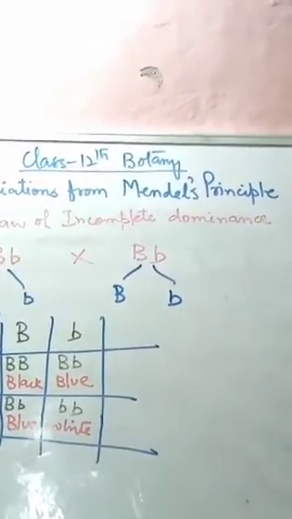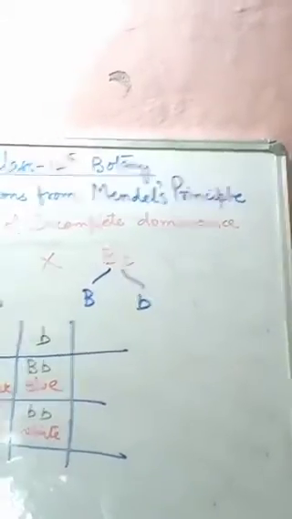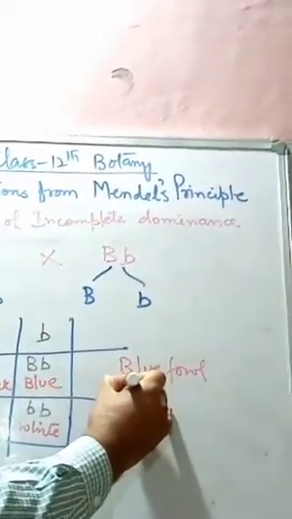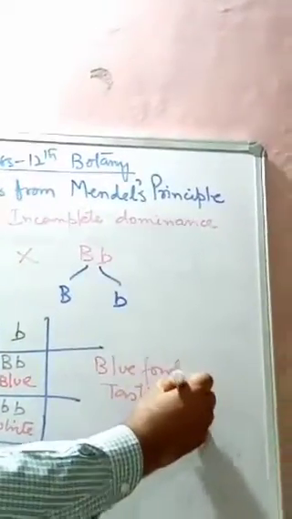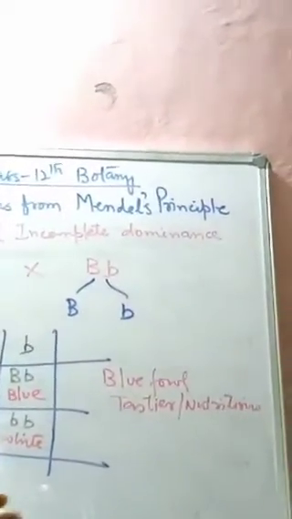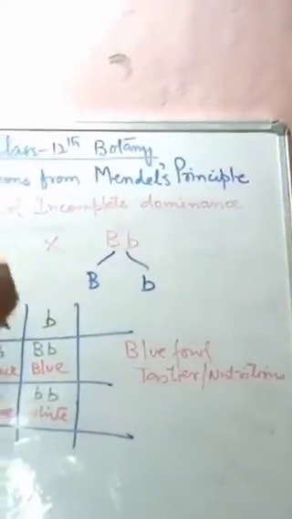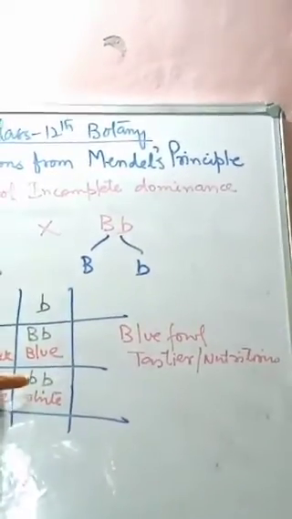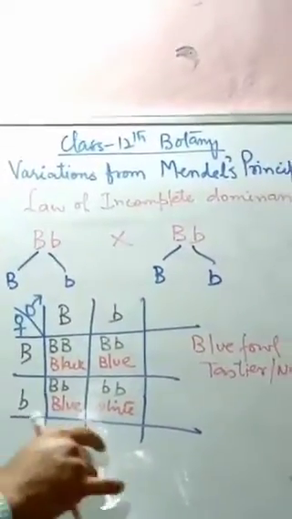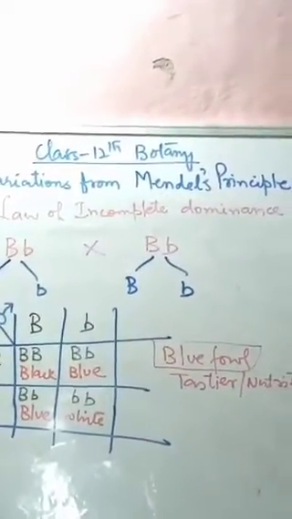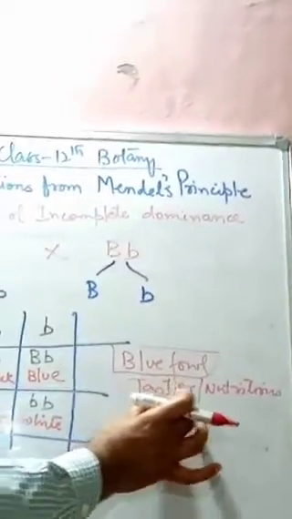Now what is seen here is that this blue fowl, from the black and white fowl, is considered the tastier and more nutritious. And people, without knowing this Mendelism principle, without knowing this incomplete dominance, what did they do? They killed the black fowl and the white fowl because they wanted to raise only blue fowl in order to earn money, because this fowl is very tasty and very nutritious.